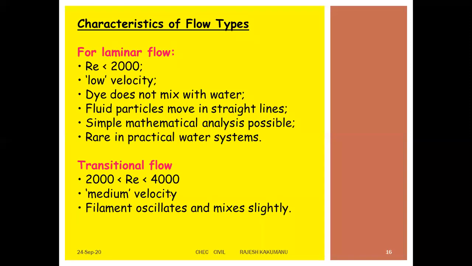Now we'll see the various characteristics of the flow types. The first one is laminar flow. In laminar flow, the Reynolds number is less than 2000. So we are considering that in laminar flow, it is less than 2000.